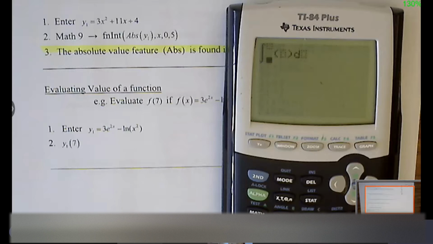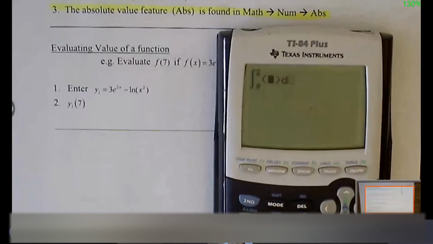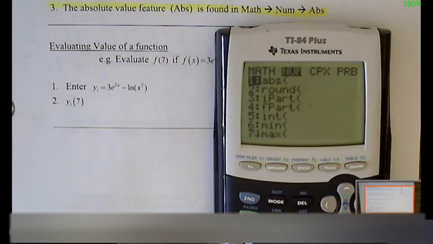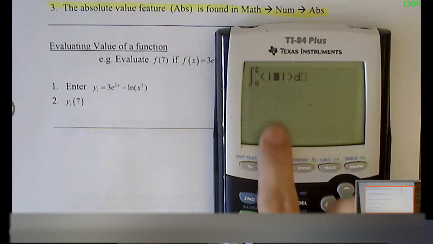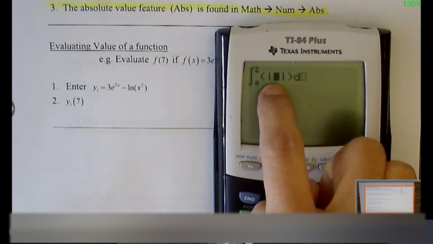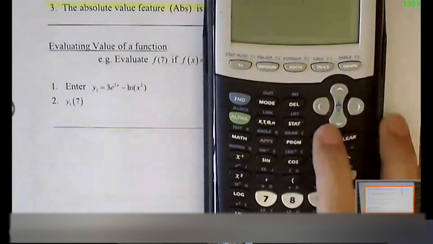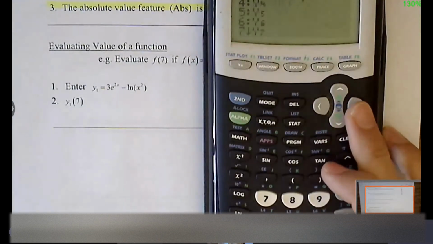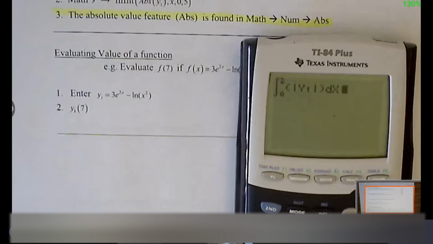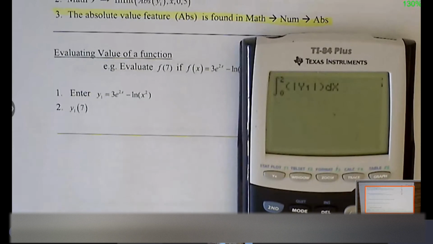So math 9, pull up your integral notation. We're going to go from 0 to 2. I want the absolute value bars to show up. So math number ABS. Absolute value bar is going to show up here. I'm going to insert the function in here. Again, I have it stored under vars. So vars, y vars, function y1. Okay, questions?